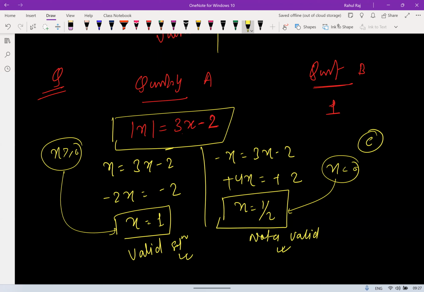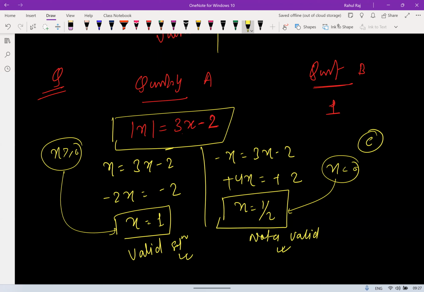When mod is on both the sides of the equation, that is mod A equal to mod B. Am I right? Yeah. So mod A equal to mod B simply means A is equal to B or A equal to negative B. That's it. Now, how is this?